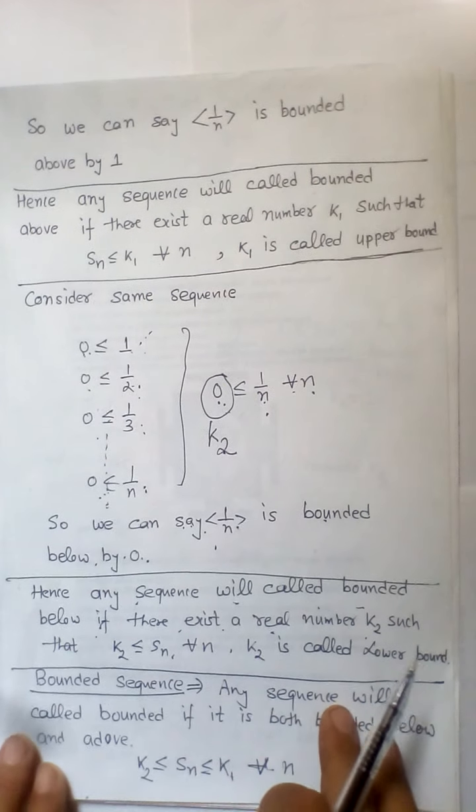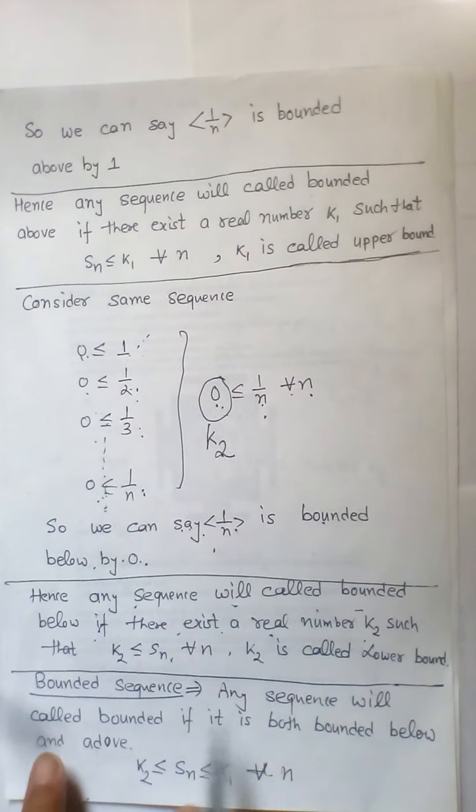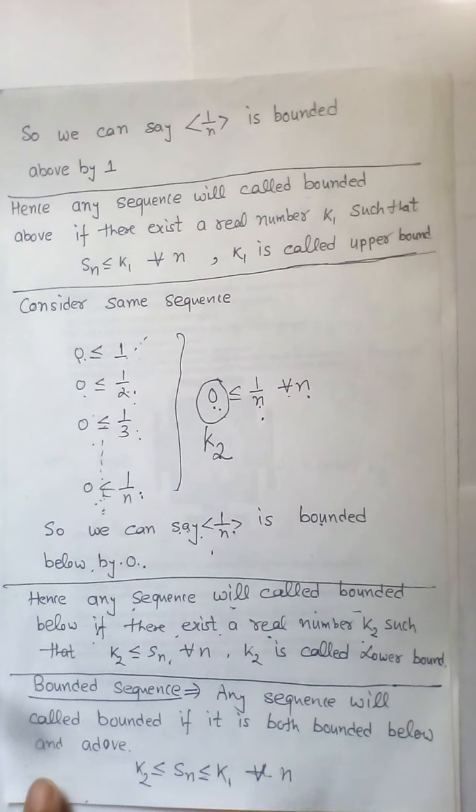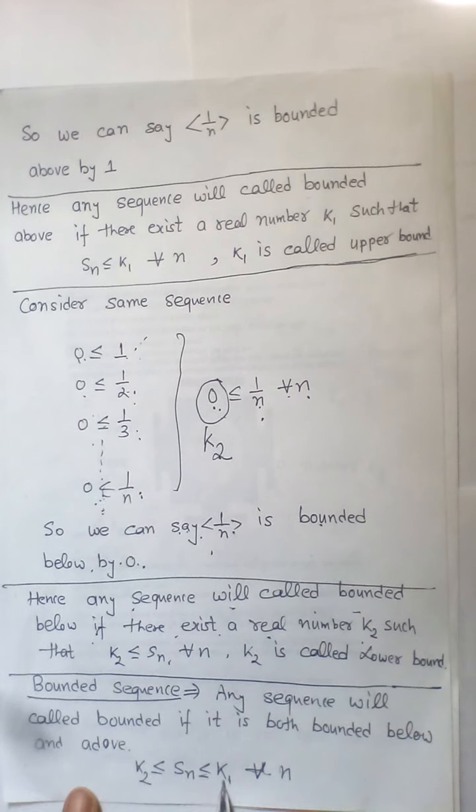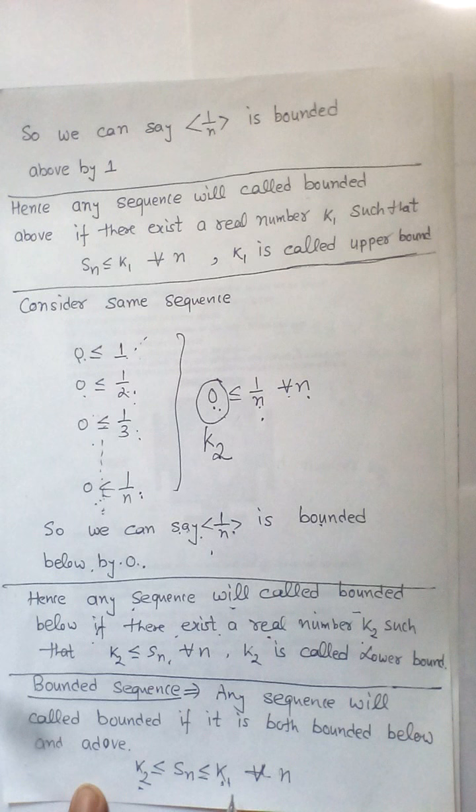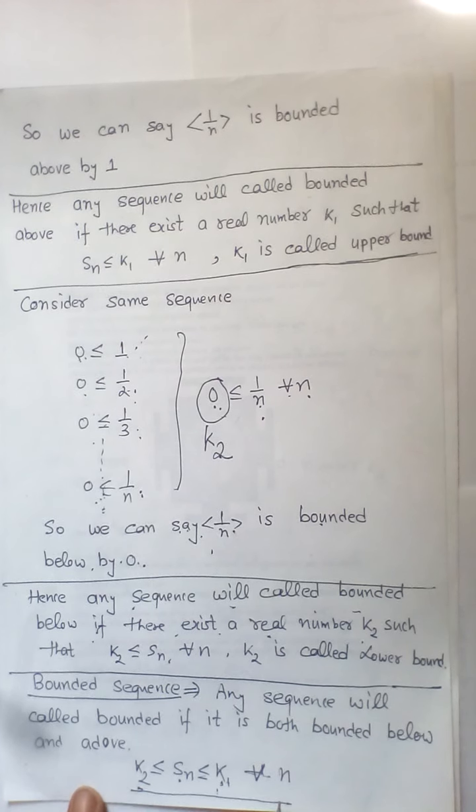Let us move further. We have now the definition of a bounded sequence. Any sequence will be called bounded if it is both bounded above and bounded below. This means if you can find k1 and k2, both real numbers, for a sequence satisfying this condition, then the sequence will be called a bounded sequence.